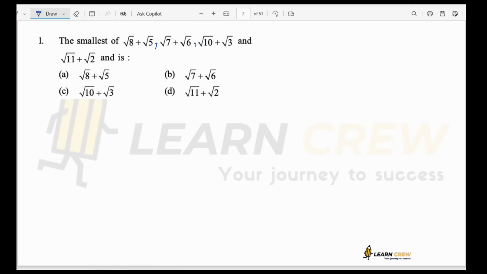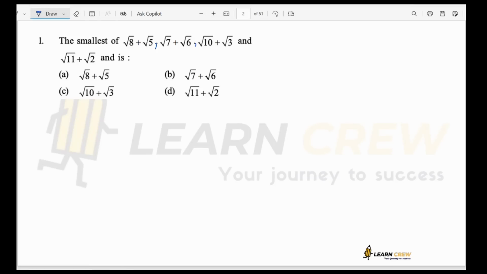So if you see here, root 8 plus root 5, root 7 plus root 6, root 10 plus root 3, root 11 plus root 2. Yes or no? So please observe here, when you have these kind of surds, these are surds or not? Yes or no? So when you add these two, 8 plus 5, how much? 13. 7 plus 6, how much? 13. 10 plus 3, how much? 13. 11 plus 2, how much?